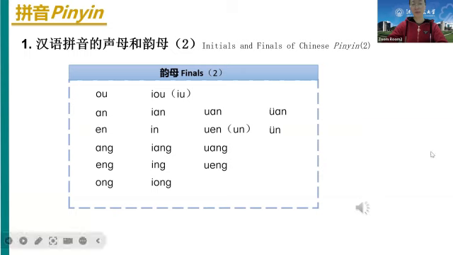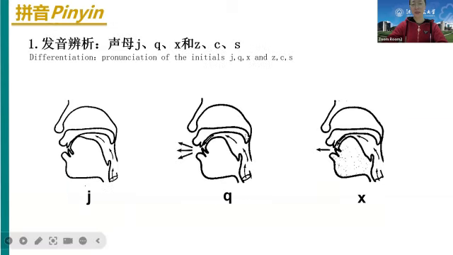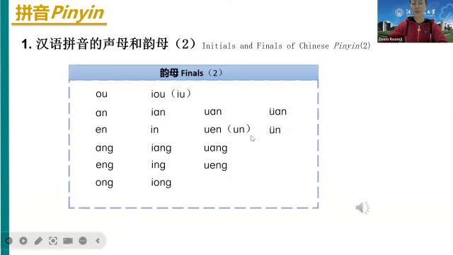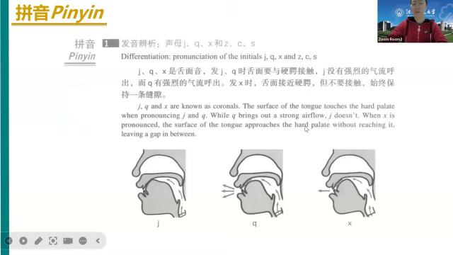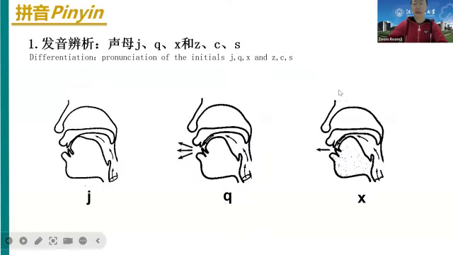Okay, so that's all the initials and finals. It means we can read any Chinese words if we are given pinyin. Now from this lesson 3, we'll just review the initials and the finals, and let's make the distinction.